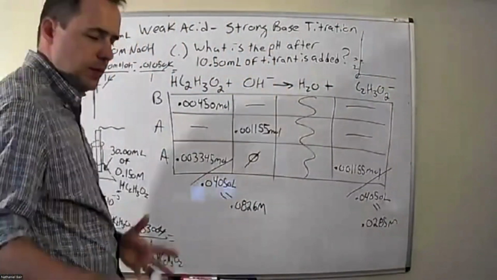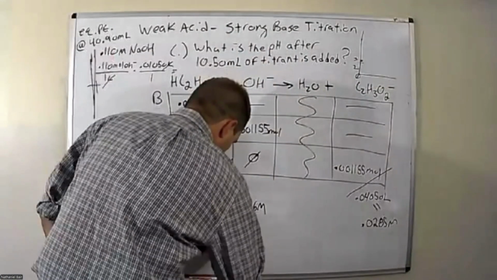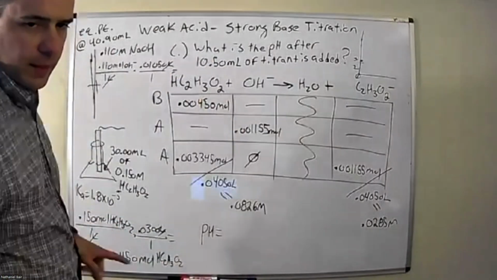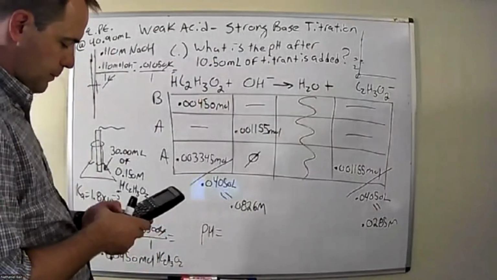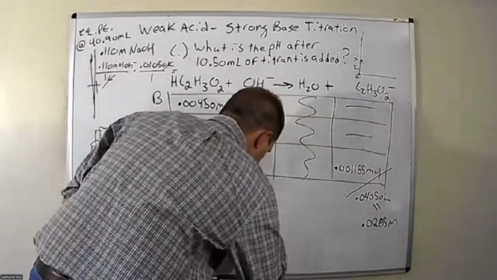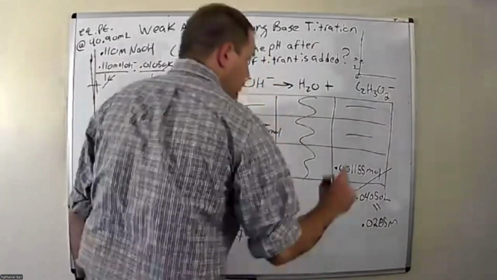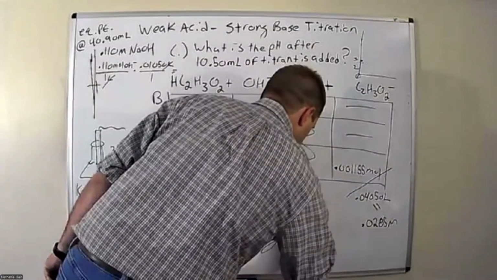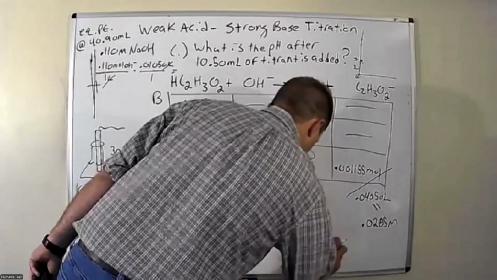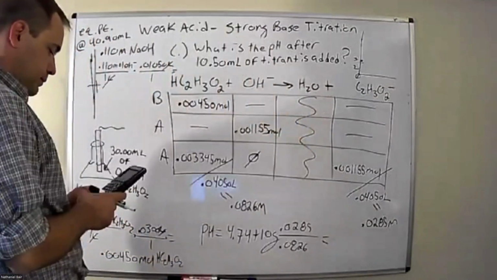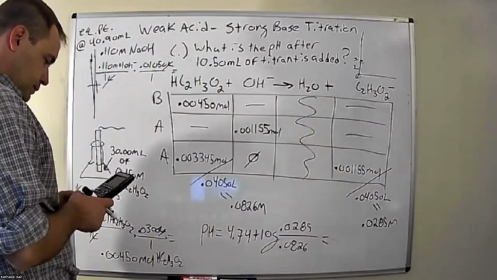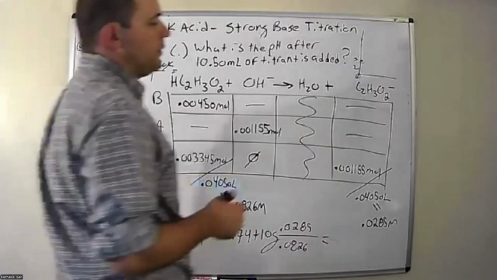And now I can get the pH using the Henderson-Hasselbalch equation. pH equals pKa. Take the negative log of the Ka. Negative log of 1.8 times 10 negative fifth. We've done that a bunch. That's 4.74, I'm pretty sure. 4.74. So 4.74 plus the log of the base, 0.0285 divided by the acid concentration, 0.0826. That's 4.27.